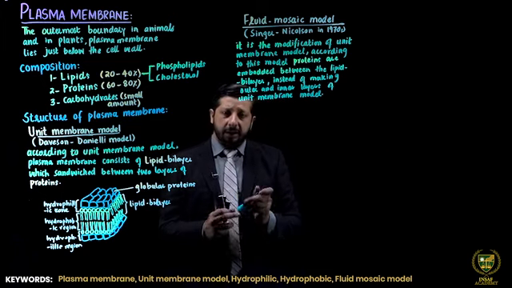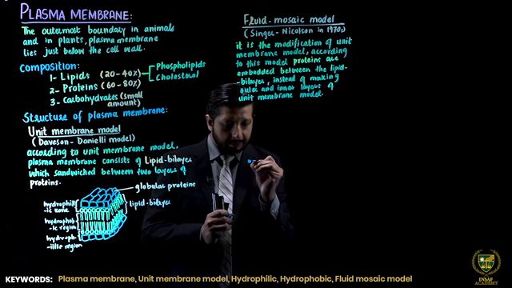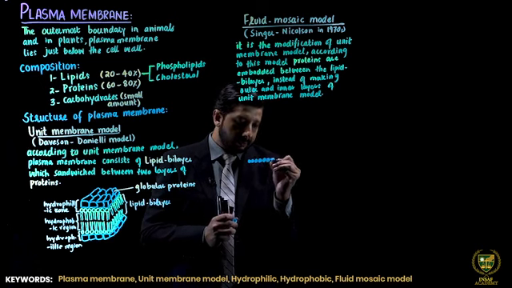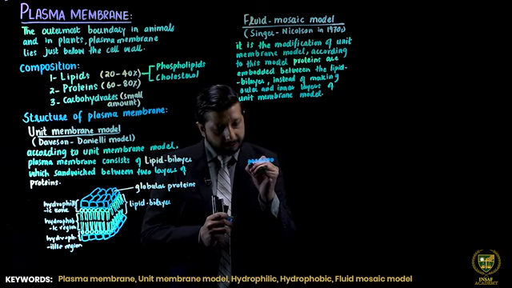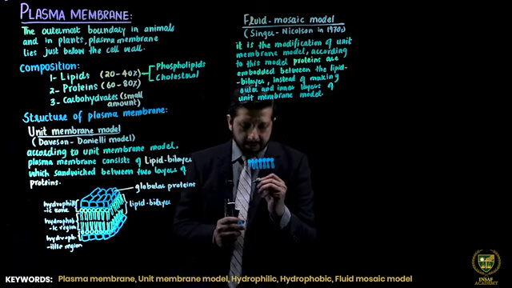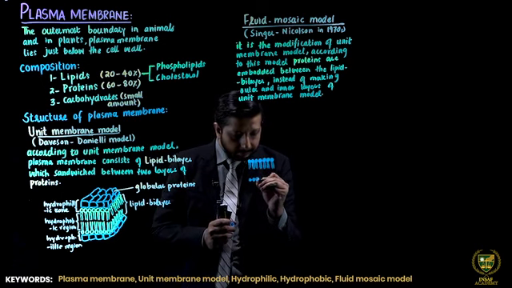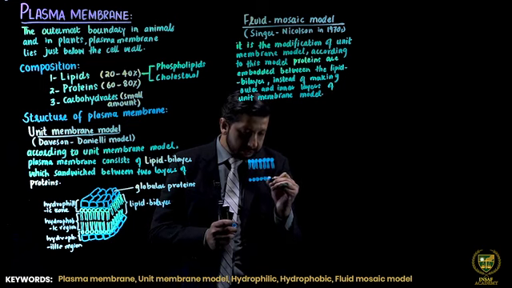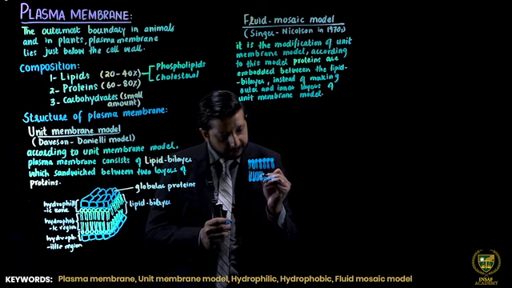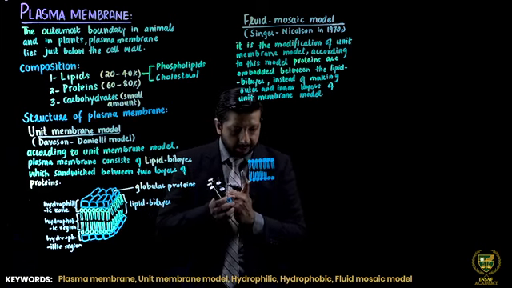So how it looks like. So these are the phospholipids, making the lipid bilayer structure. And I will also tell you why it is called as fluid mosaic, after drawing this.